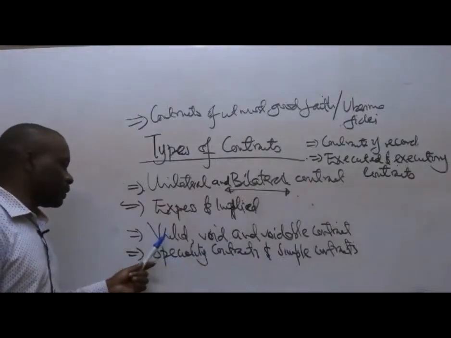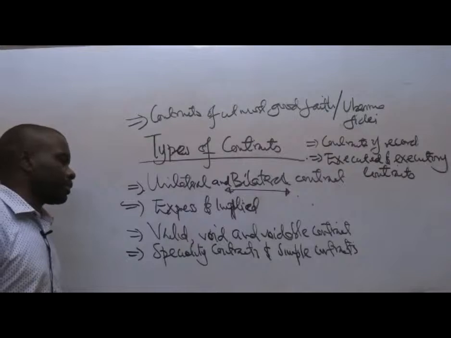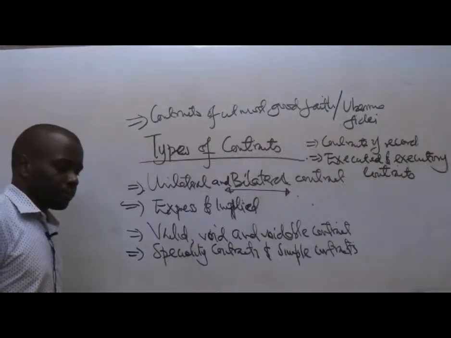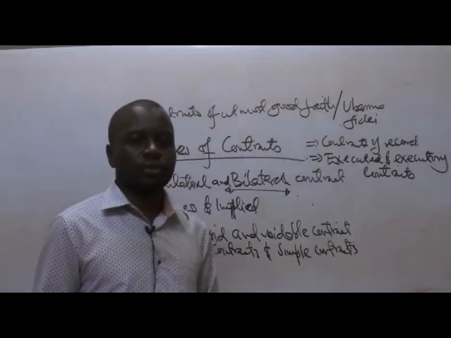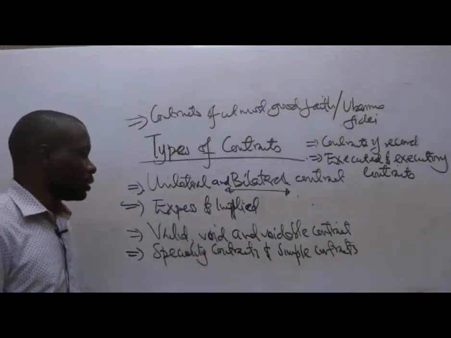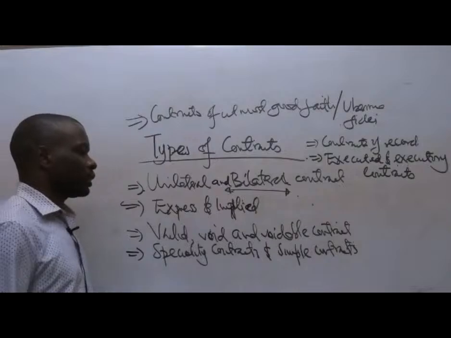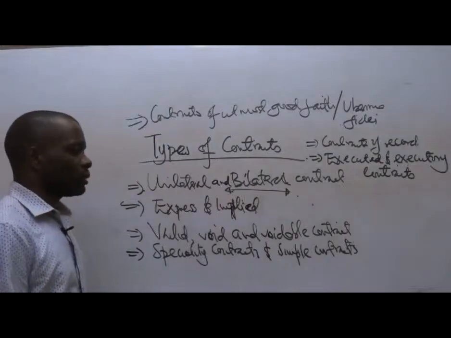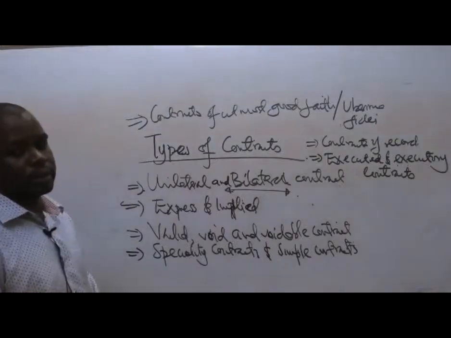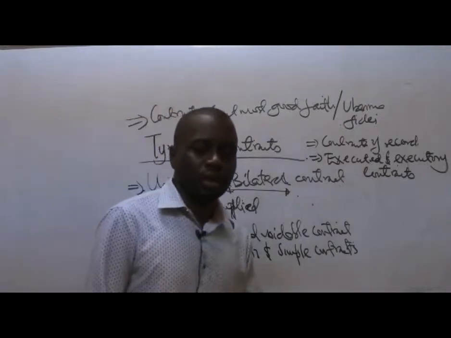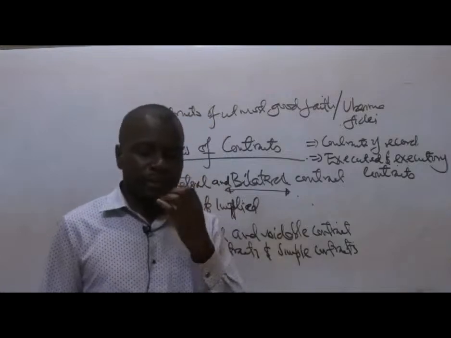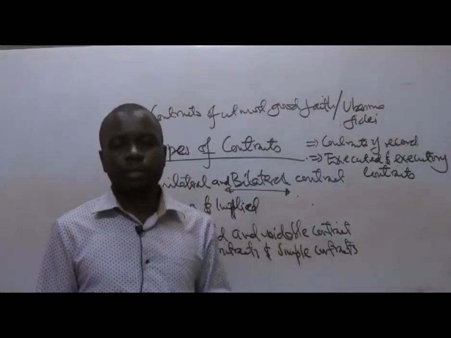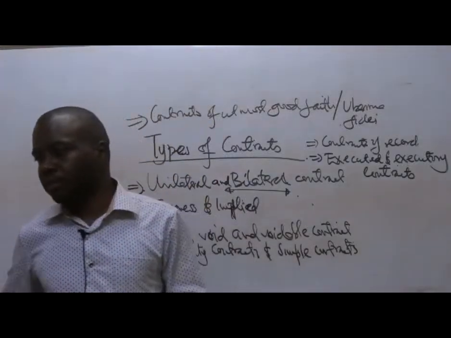So if it is valid, the essential elements are actually present. If it is void, it simply means that it doesn't have the essential elements of a contract. So it is a void contract or an illegal contract. Voidable is basically one where one of the parties has an option to be able to avoid such kind of a contract. So if you have the option under the terms, then we can term such a contract as a voidable contract.